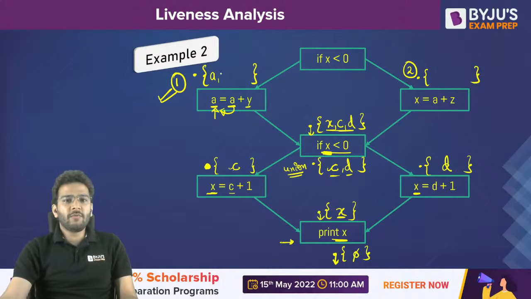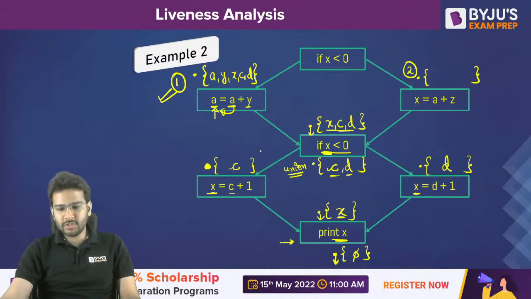We are reading the value of Y, so Y will also be there. We are reading the value of X, comma C, comma D from below. This is going to be the correct inset. Is it clear? None of you have answered this question correctly except Saubhagya now. Yes, Saubhagya, that is correct. So A, Y, X, comma C, comma D, all will be there.